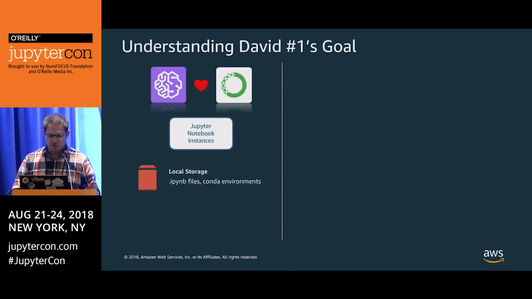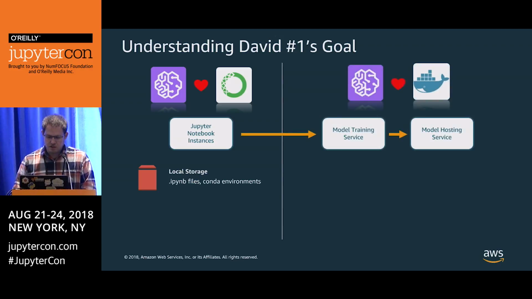Let me dive into what David was trying to do. He's developing this algorithm in something very similar to a SageMaker notebook instance. It uses Anaconda environments for dependency management. It's running with a bunch of local storage attached for local data and all of his notebooks, as well as the algorithm's code, the C++ and the Python. So that's what he was starting with. And he's trying to get his code over onto the right-hand side, container world, the training service, the hosting service.